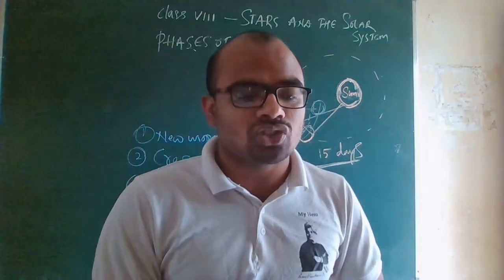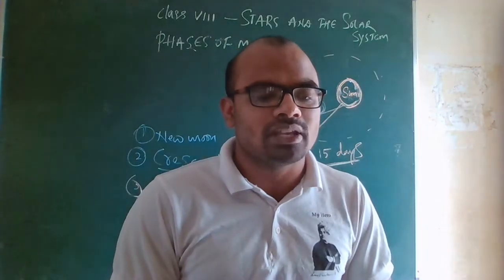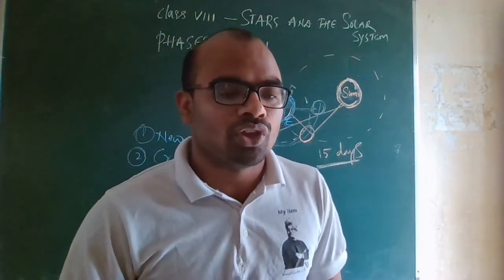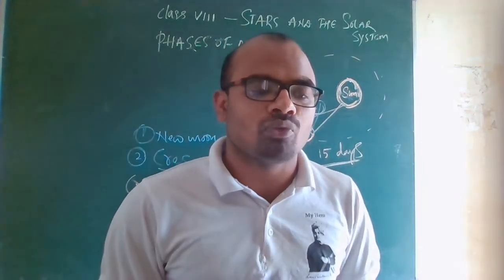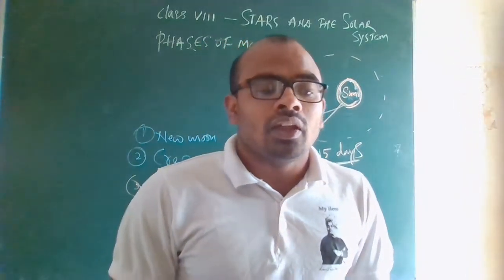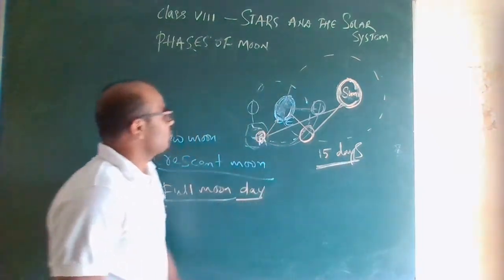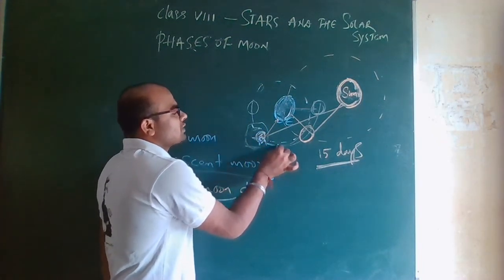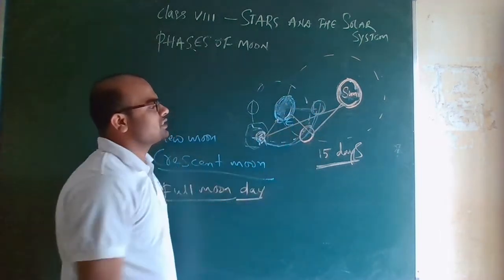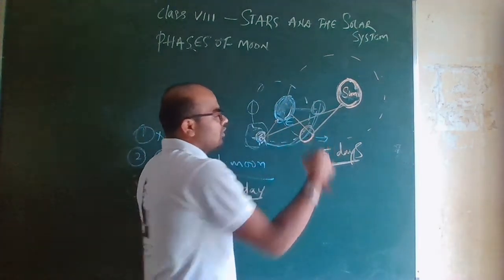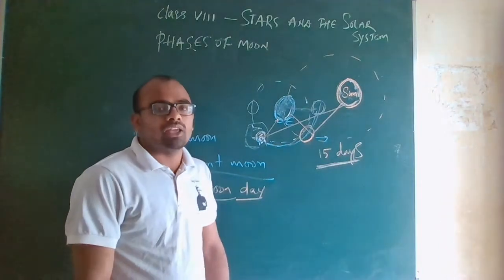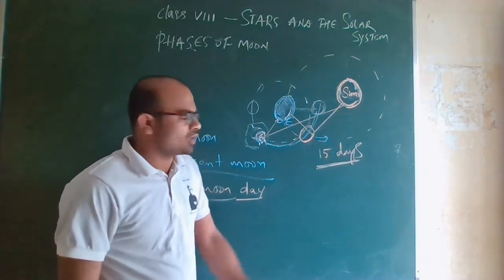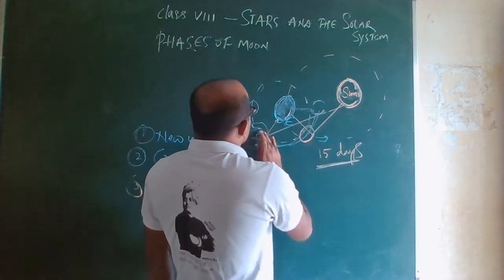So the various shapes of the bright part of the moon seen during a month are called phases of the moon. Every night the size of the bright part of the moon increases, after Amavasya, till Hunnime, that is Paurnime, that is full moon day. Okay, and after this what happens?